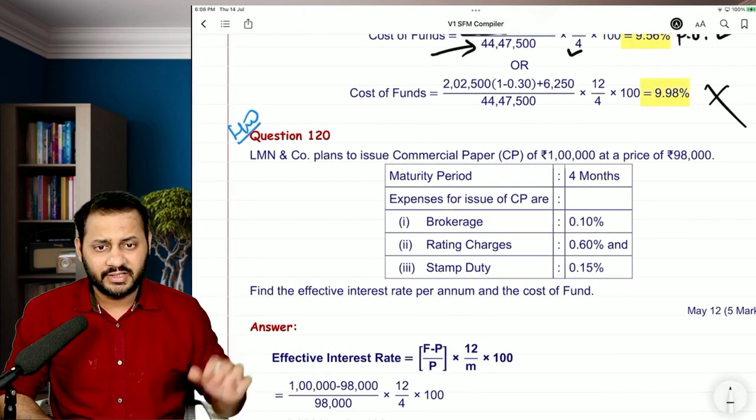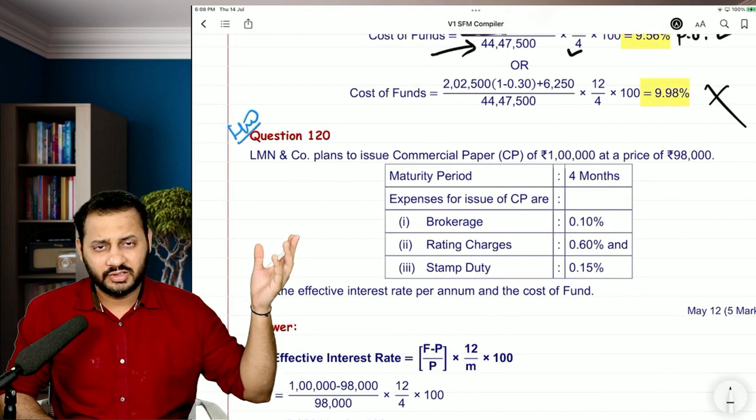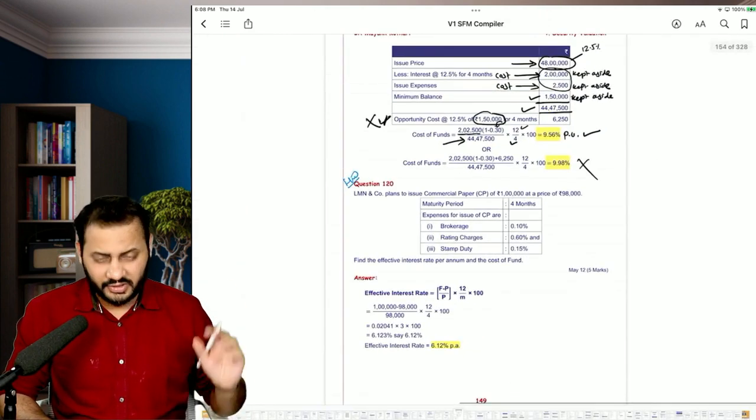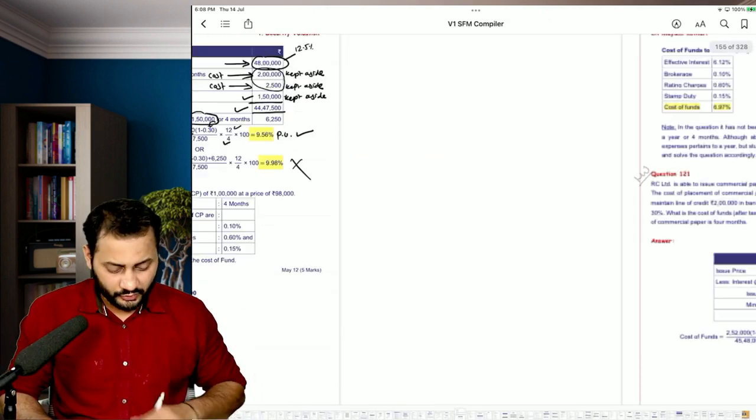Question number 120 is very easy. Again the same, we have done such type of question. 119 was like that. You have to do it on your own.